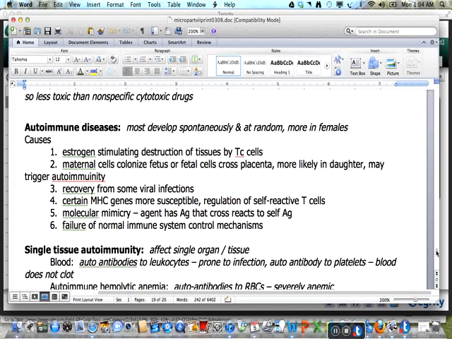Autoimmunity may result after the recovery from some viral infections. Certain MHC genes are more susceptible and are involved in the regulation of self-reactive T cells. If an infectious agent has an antigen that also cross-reacts to a self-antigen, it may be triggered by a molecular mimicry. Also, there is potential failure of the normal immune system control mechanisms.